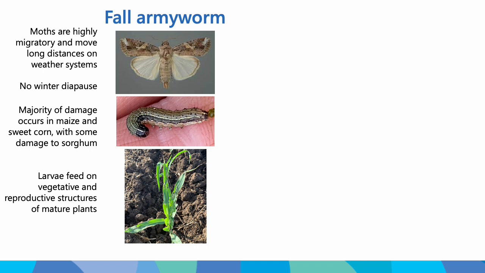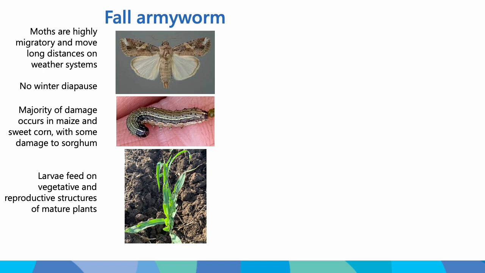crops. Now, of course, it's the larval life stage that causes crop damage. And although fall armyworm has been reported on a wide range of host plants, the majority of damage occurs in maize and sweet corn, with some damage also likely to occur in sorghum.